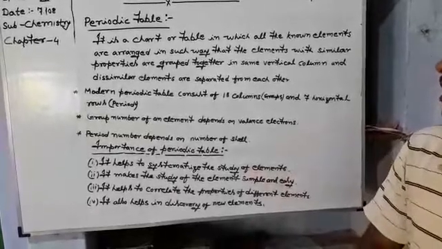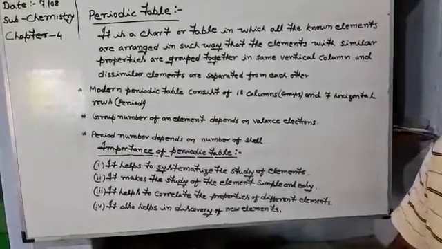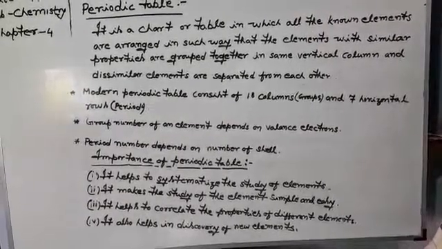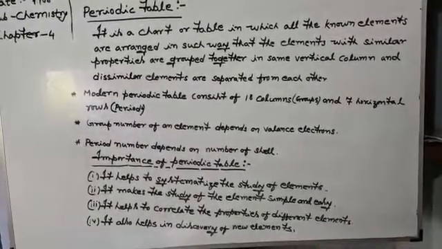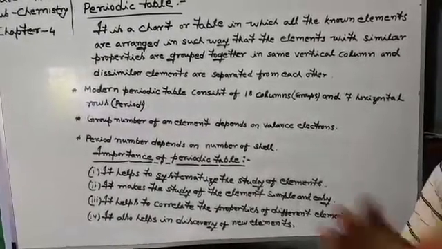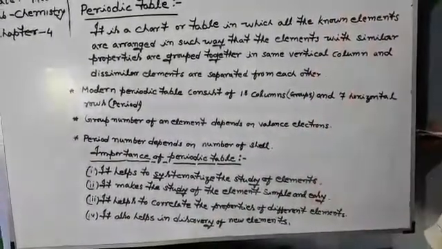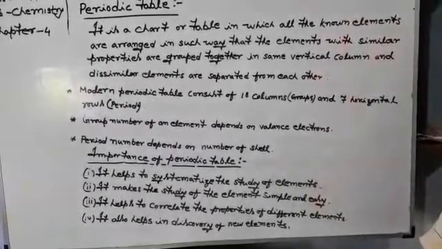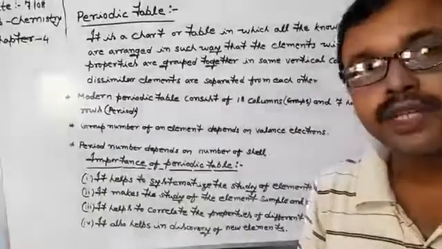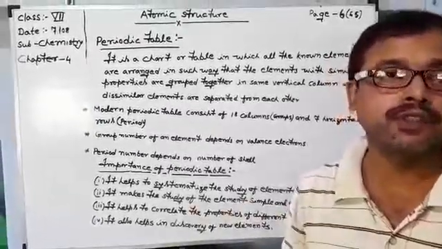It also helps us to make the study of the elements simple and easy. It helps to correlate the properties of the different elements. We can easily correlate, that means compare, the properties of the elements with each other, that means how their properties vary from left to right in rows, or from top to bottom in the groups. It also helps in the discovery of yet undiscovered elements, because vacant places are left for the elements which are to be discovered in future.